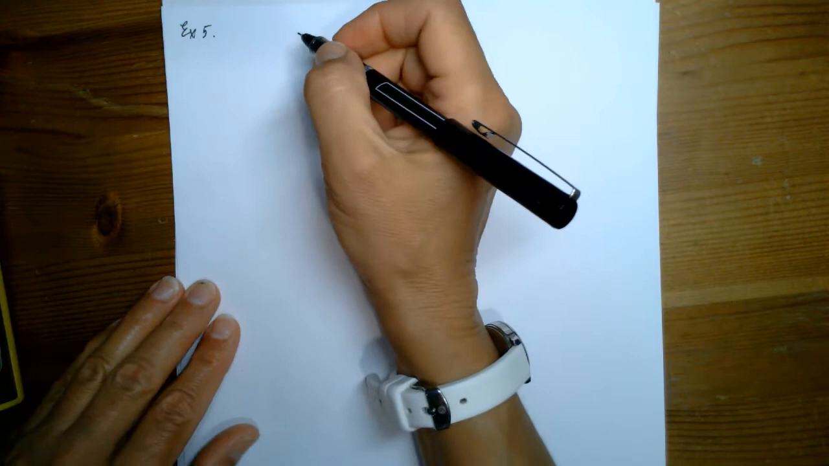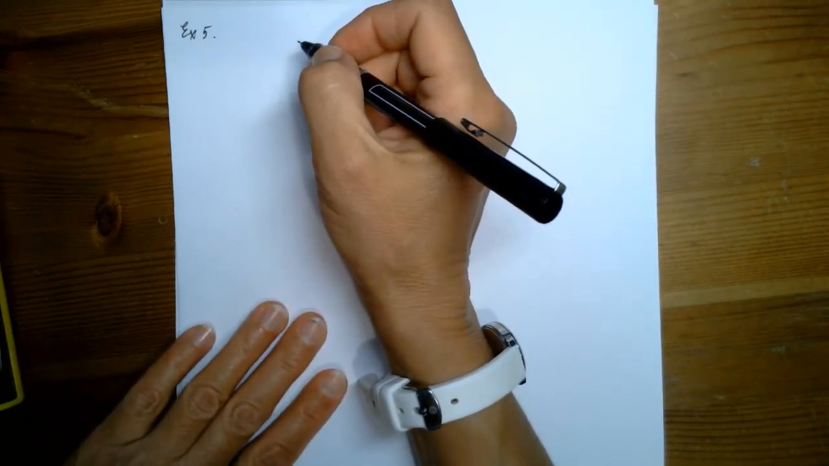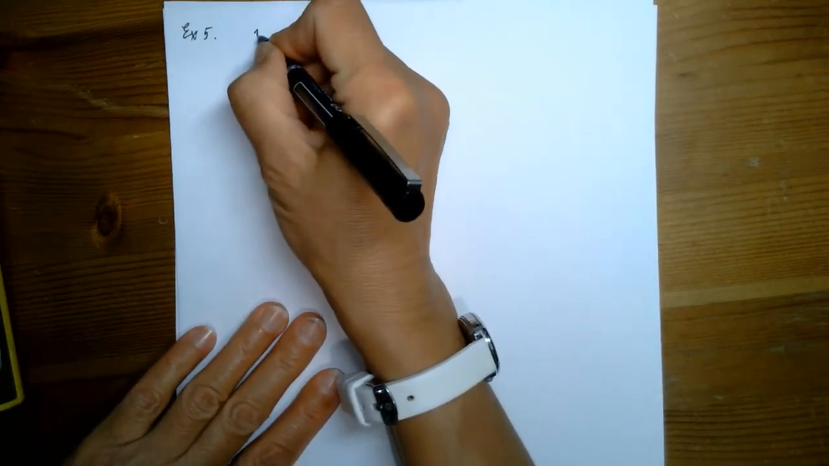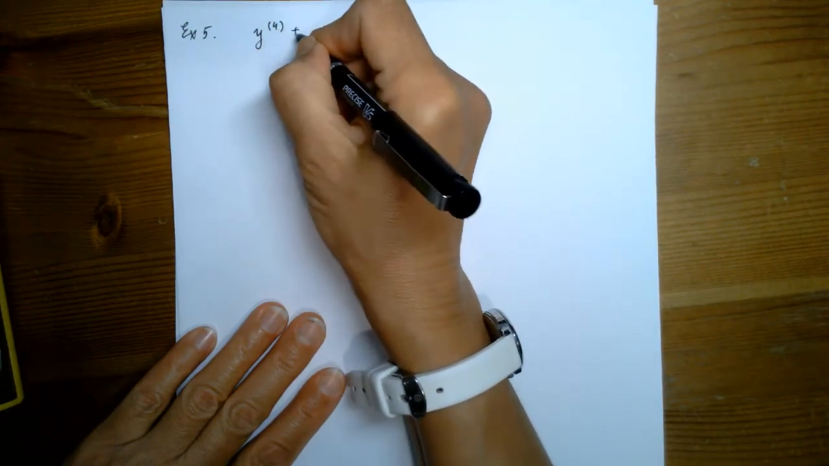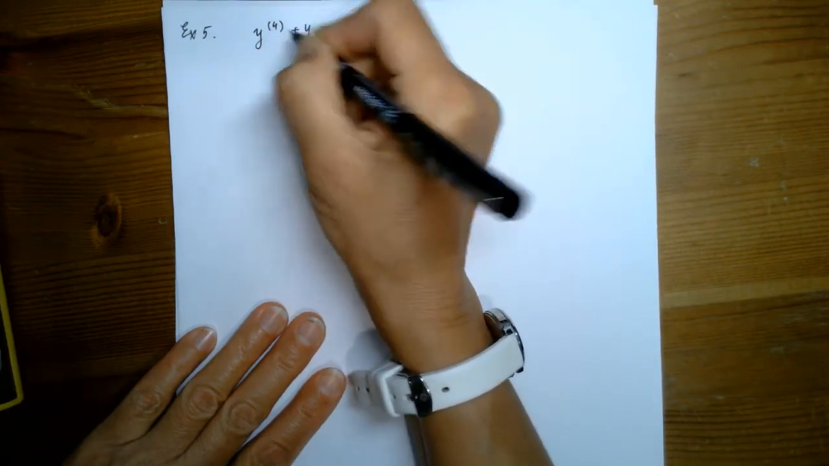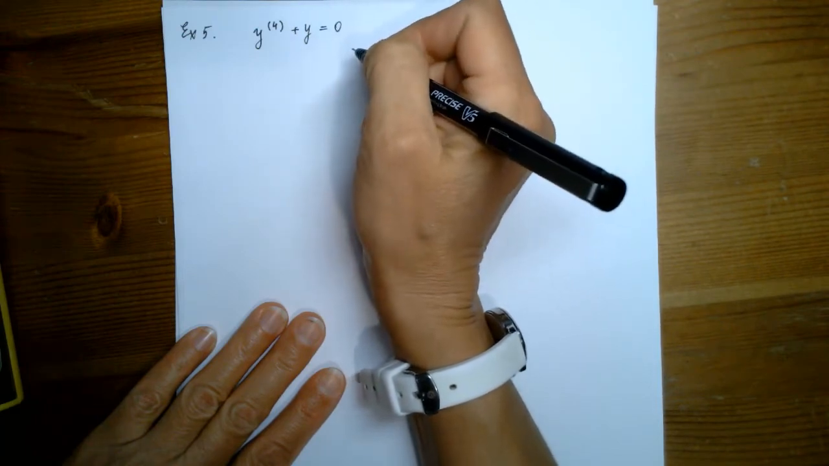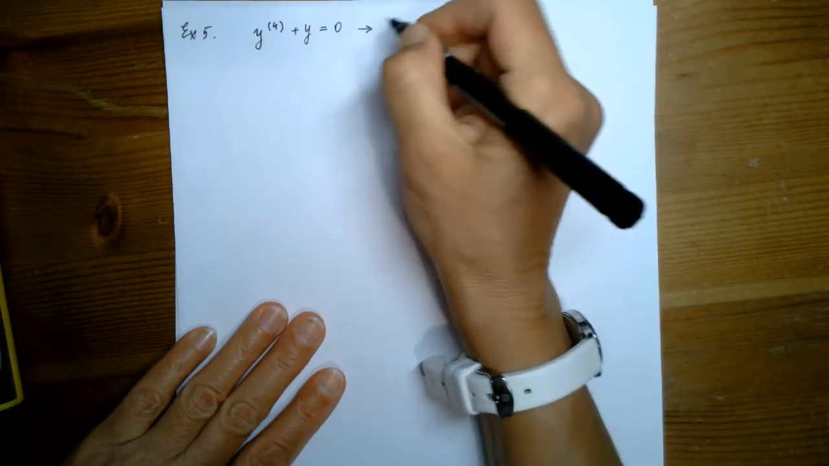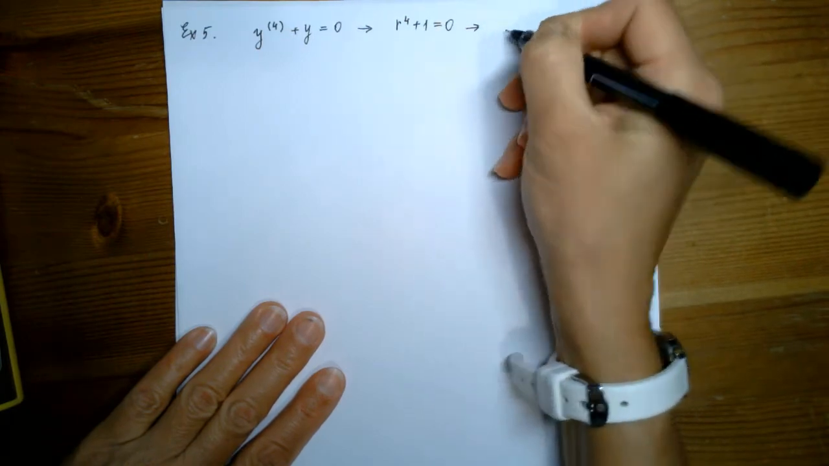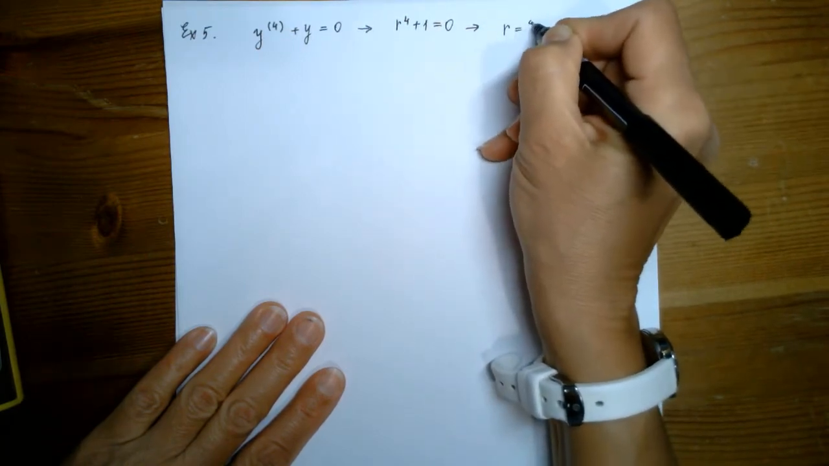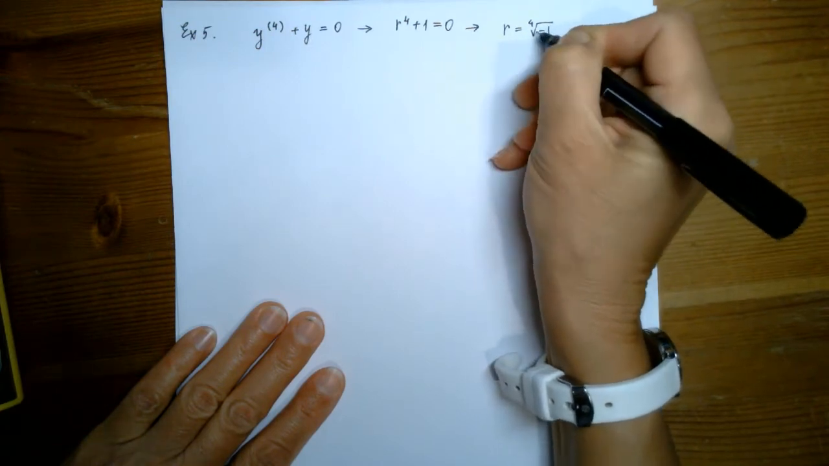So, what I mean by saying extraction of complex roots. Imagine that equation looks like this, y to the power of 4 plus y equals 0, not the power of 4, but the fourth derivative. The characteristic equation of this one is going to be r to the power of 4 plus 1 equals 0, from where r equals the fourth root of -1.